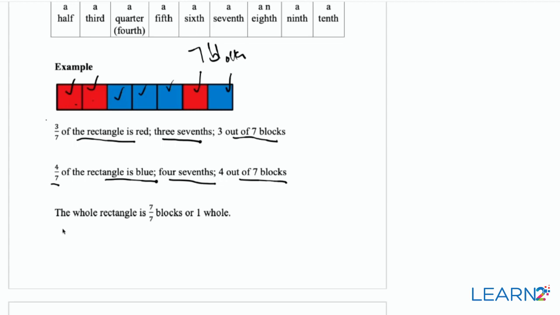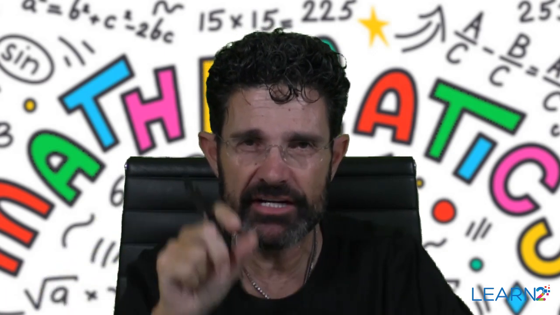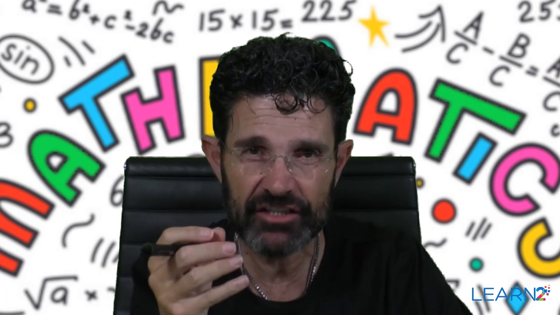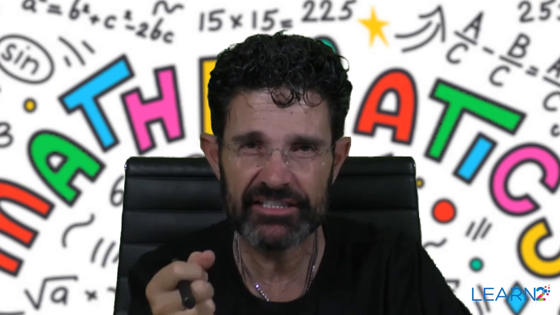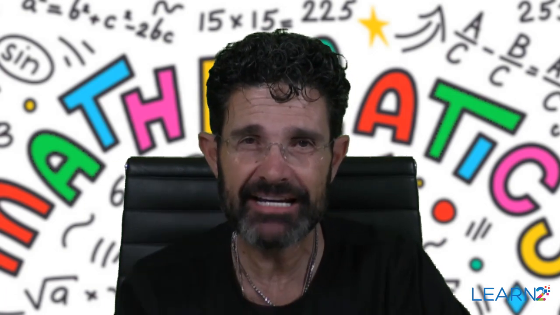And we can say the whole rectangle altogether is 7 over 7 blocks, or 1 whole. So that's a really important concept. We've got 7 blocks, 3 are red, 4 are blue, 3/7 as a fraction are red, 4/7 are blue, 7 out of 7 or 1 or the whole is everything together.